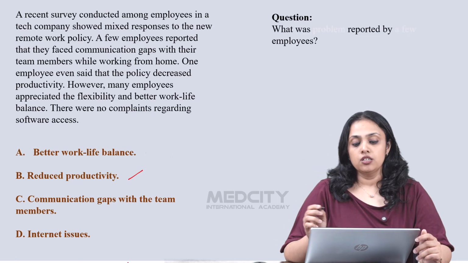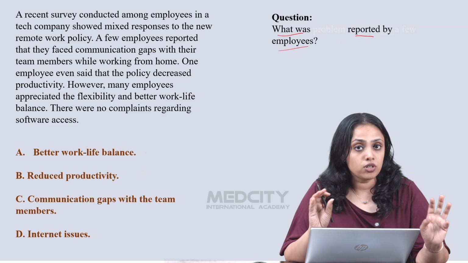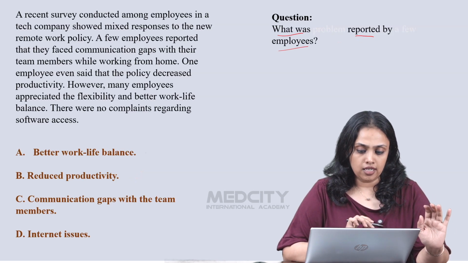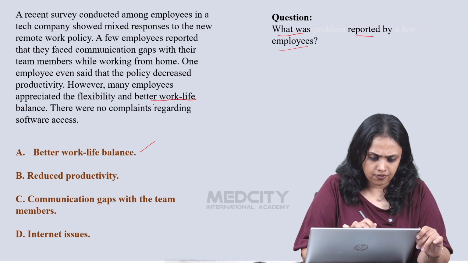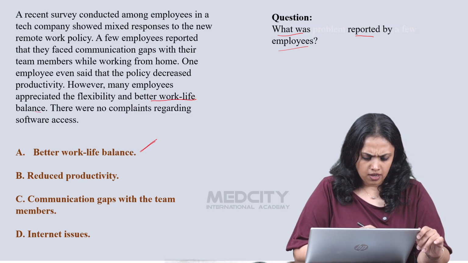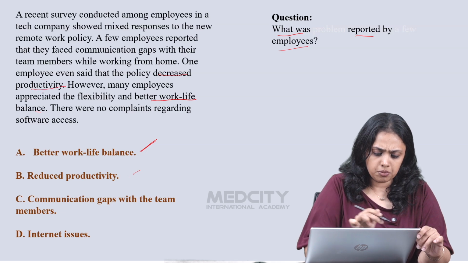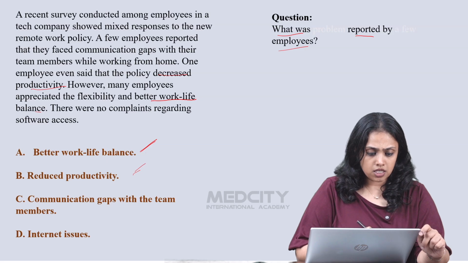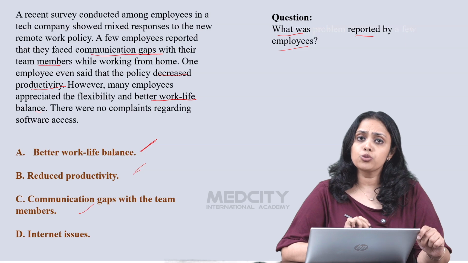In one glance, okay, when they read the question, "What was reported by employees," they might be focusing on specific words alone. And then they start comparing the options with the text. The first option says better work-life balance. Yeah, I've seen that in the passage, so that could be the answer. Then the next option, reduced productivity. Something regarding productivity I've also seen, so that could also be the answer. Communication gaps with team members. Yes, that is also seen, so that can also be the answer.